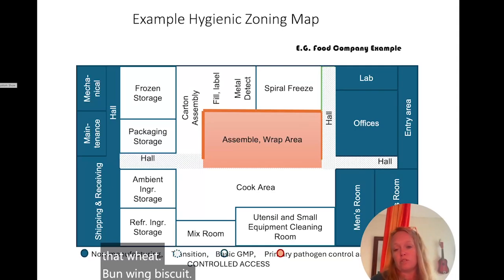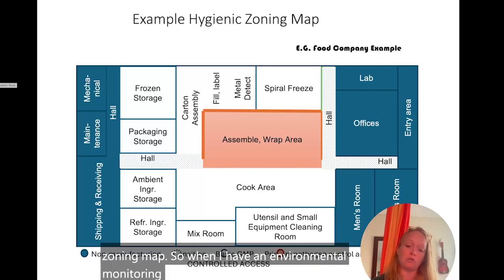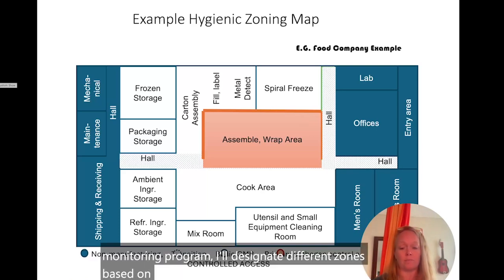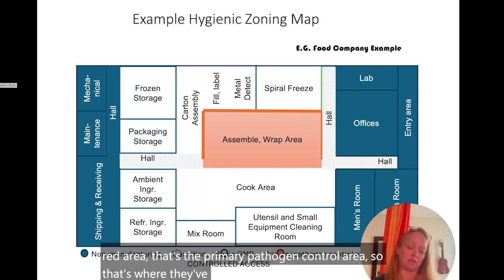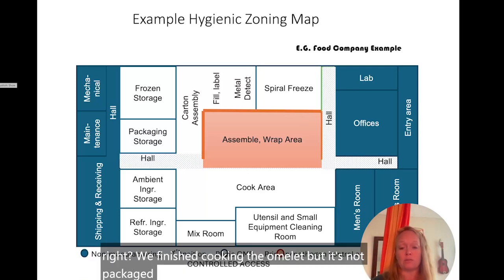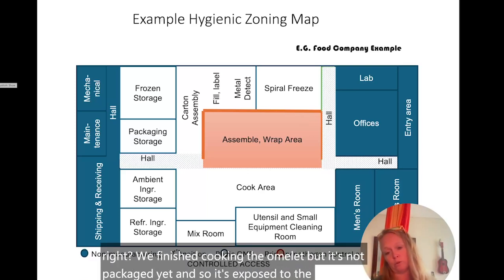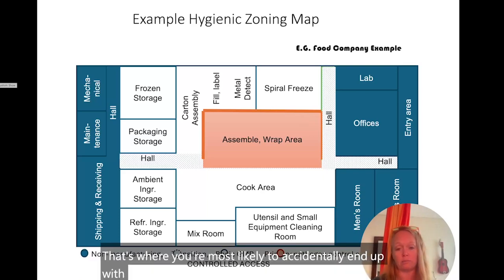This is an example of EG Food Company's hygienic zoning map. When I have an environmental monitoring program, I'll designate different zones based on what risk they are. If you'll notice, that red area is the primary pathogen control area. That's where they've already exited the cook step, right? They finished cooking the omelet, but it's not packaged yet, and so it's exposed to the environment. That's where you're most likely to accidentally end up with Salmonella or Listeria or something on it.